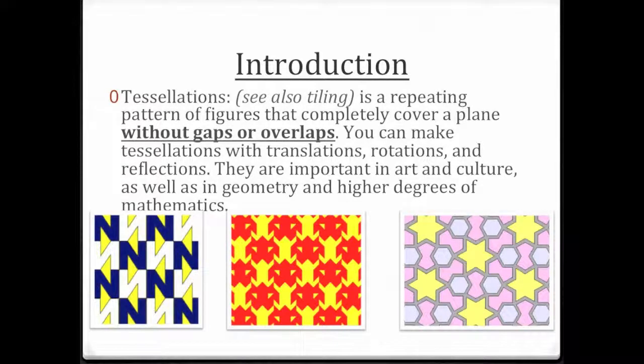Introduction. A tessellation is a repeating pattern of figures that completely covers a plane, without gaps or overlaps. You can make tessellations with translations, rotations, and reflections. They are important in art and culture, as well as in geometry and higher degrees of mathematics.